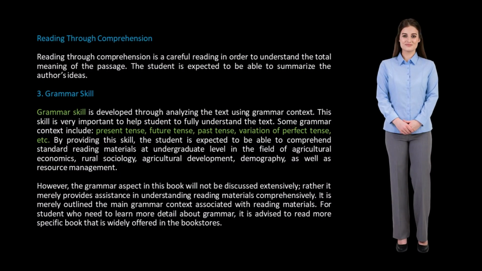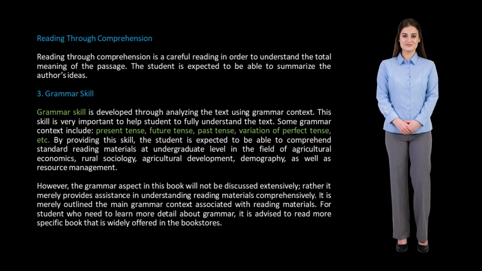Reading comprehension. Reading comprehension is careful reading in order to understand the total meaning of the passage. The student is expected to be able to summarize the author's ideas. 3. Grammar skill. Grammar skill is developed through analyzing the text using grammar context. This skill is very important to help students fully understand the text. Some grammar contexts include present tense, future tense, past tense, variations of perfect tense, etc.